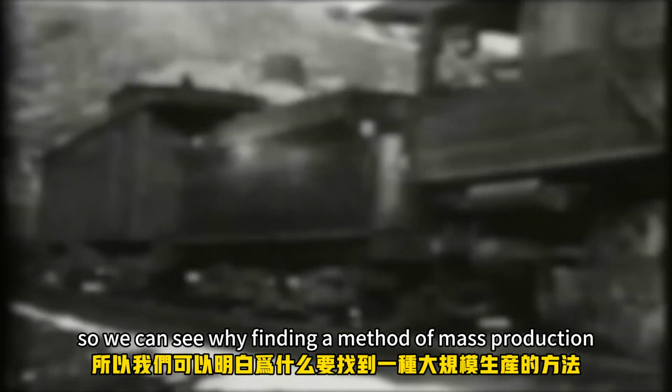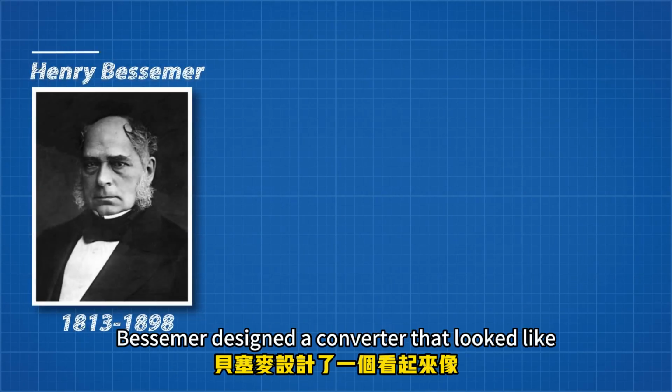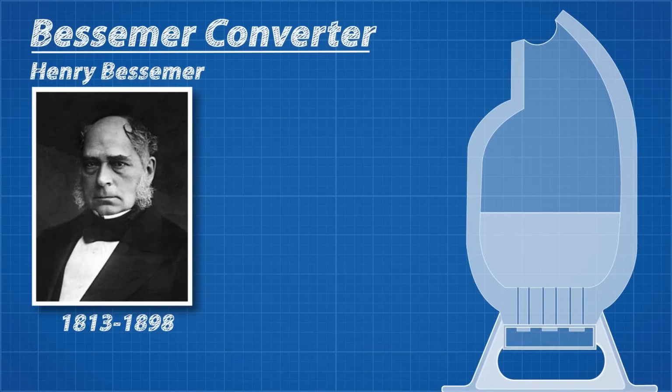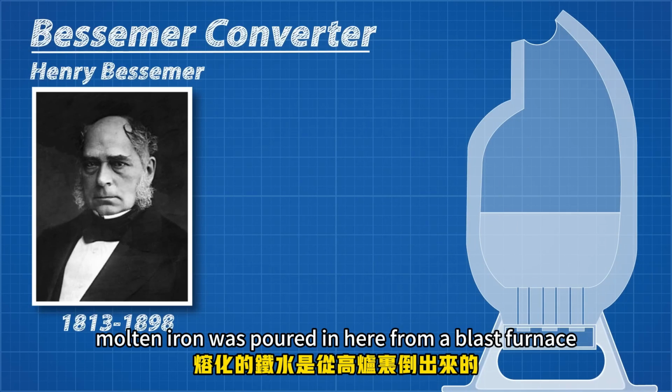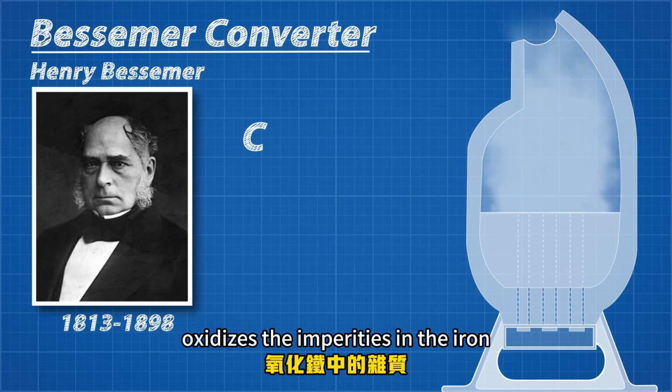So we can see why finding a method of mass production was so important, and this is where the British metallurgist Sir Henry Bessemer came in. Bessemer designed a converter that looked like this. Molten iron was poured in here from a blast furnace, and hot air is passed through the bottom. The oxygen in the air oxidizes the impurities in the iron.